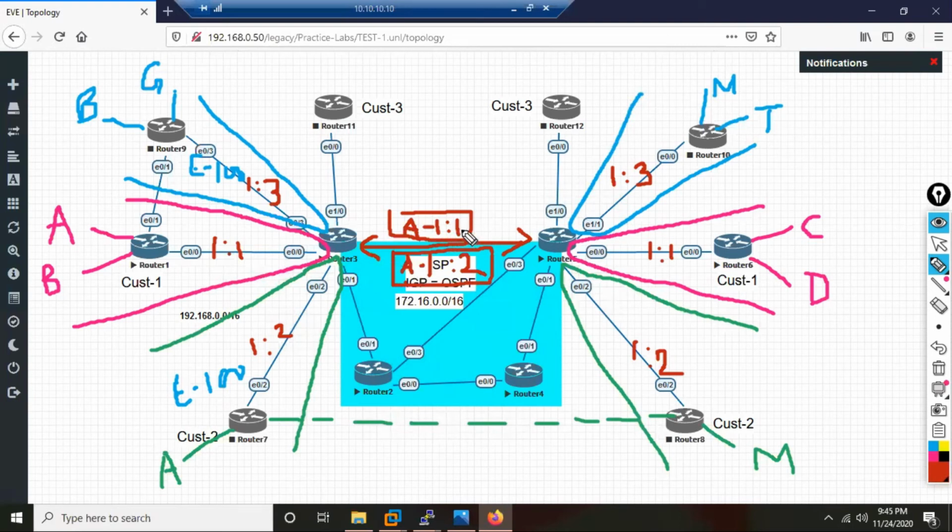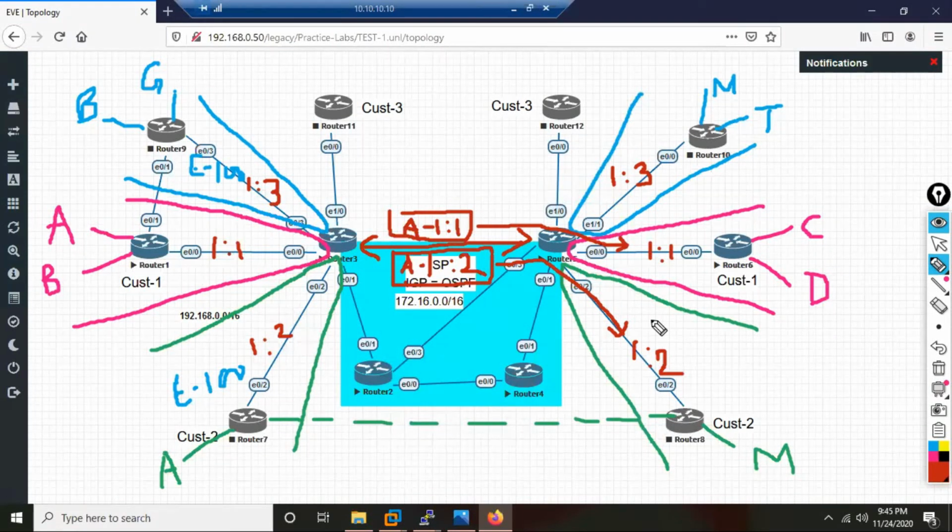Additional tag, additional sticker. And what is that additional sticker? 1 colon 1. That is like RD. So now it says, okay, since it is 1 colon 1, I'll forward this guy here. Okay, I receive A here, 1 colon 2. Okay, 1 colon 2, A is supposed to go over here. So now because of this mechanism, are the routes getting mixed up? No, two customer routes will never get mixed up.